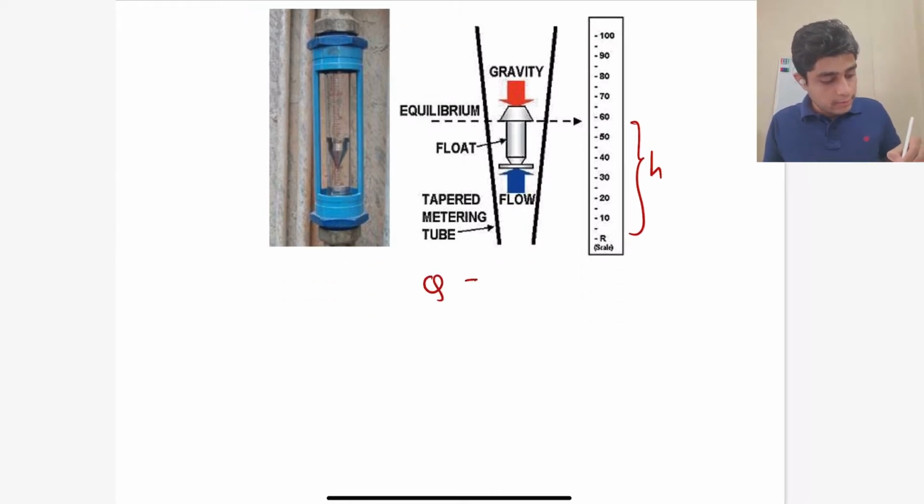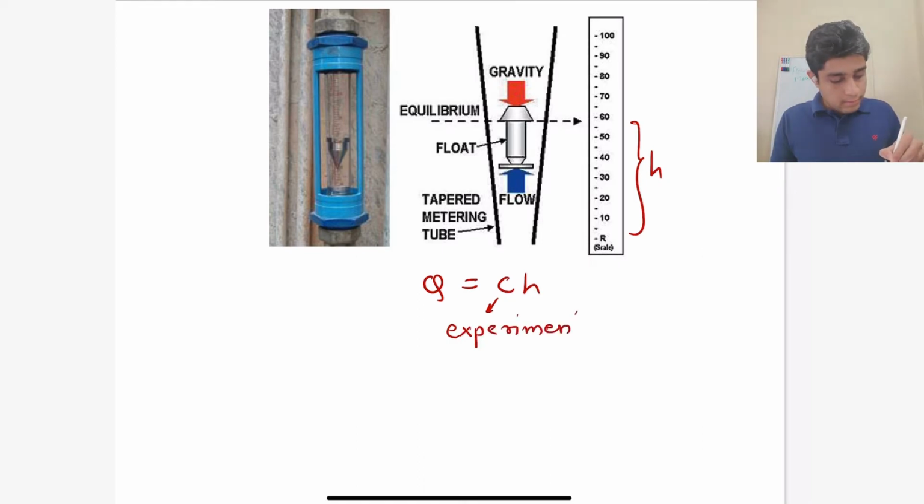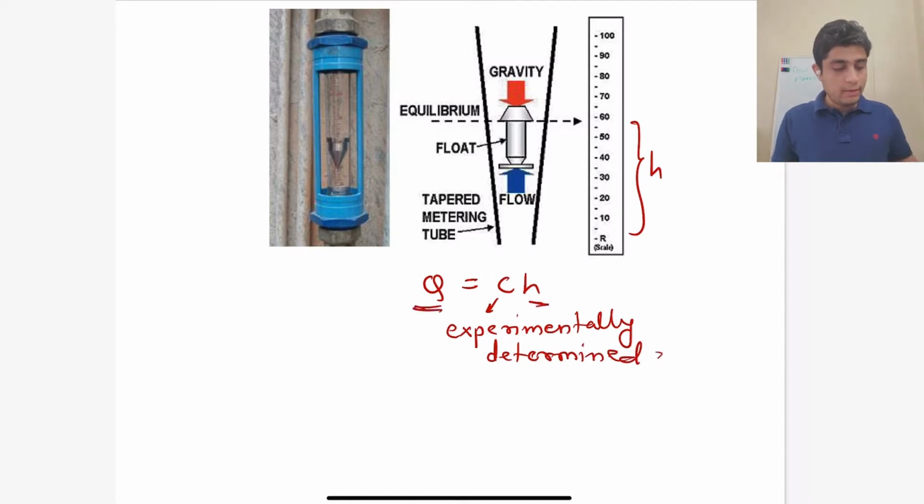So flow rate is basically linearly related to the height at which this object settles via a constant of proportionality c, and this is again experimentally determined by the manufacturer. The relation between the flow rate and the height is often given by the manufacturers, and in some cases, along with the height, a scale for the flow rate is also given along with the height scale.